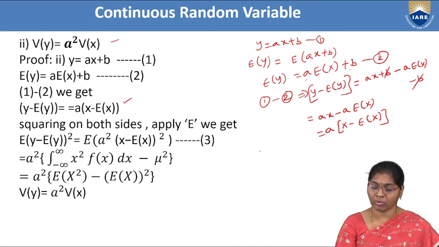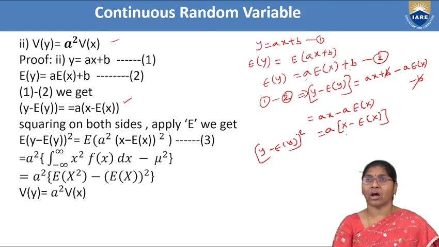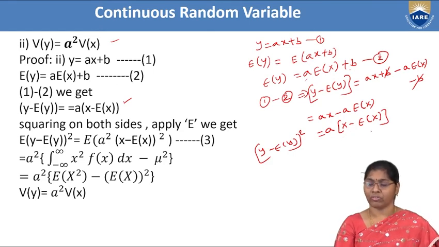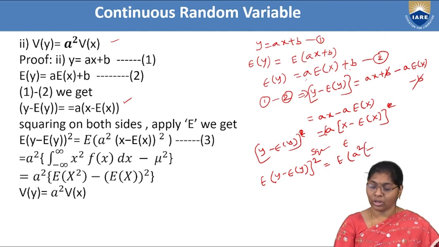Now squaring on both sides: on the LHS, (y minus E of Y) whole squared, and on the RHS, a into (x minus E of X) whole squared. Squaring on both sides and taking expectation with respect to E, we get E of (y minus E of Y) whole square equals E of a square into (x minus E of X) whole square.